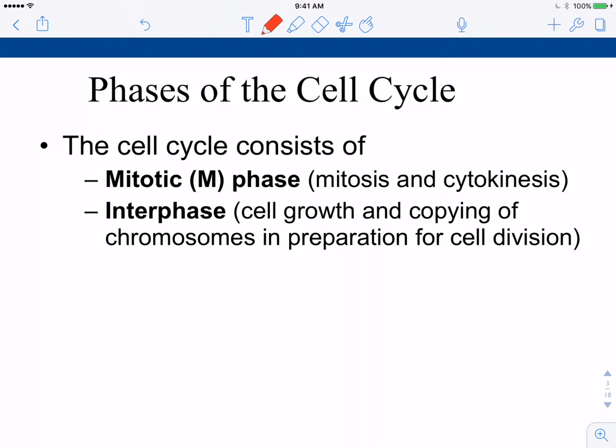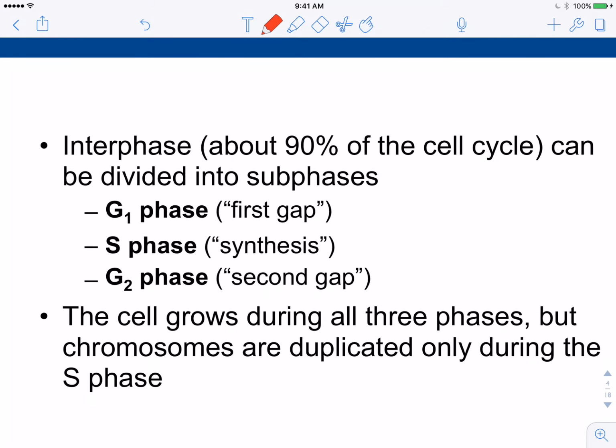So, let's get down into how mitosis fits into the cell cycle. The two main parts of the cell cycle: one is M phase, which is cell division, mitosis and cytokinesis. And the other part is interphase, where the cell grows, DNA is copied, and we prepare for cell division. So let's look at that a little bit more closely.